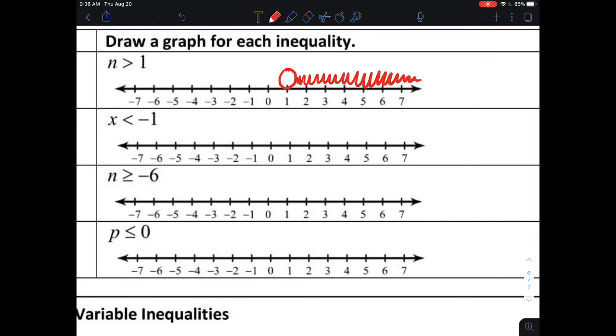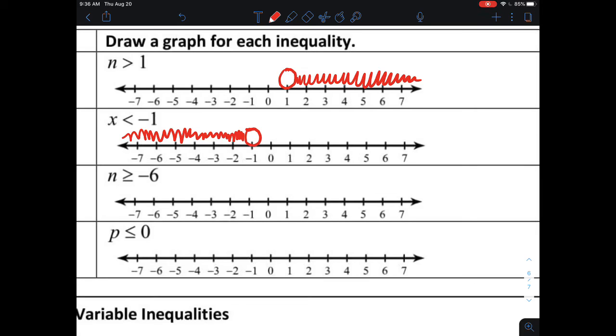Now let's look at the one right beneath it, x is less than -1. Again, the inequality sign does not have a line under it, so it's going to be an open circle at -1. And x has to be numbers smaller than -1 because the pointed side of the inequality is towards the x. So I have to shade towards smaller values, which would be to the left on the number line.